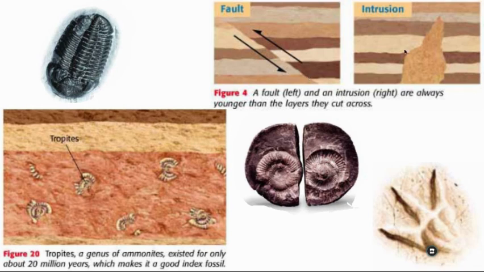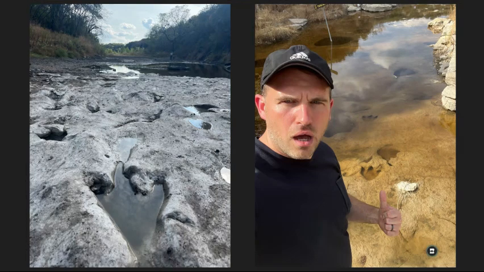And then over here, we see that there's an intrusion. So there may be some fossils in these records over here that were destroyed because of the magma that came in here and destroyed them.